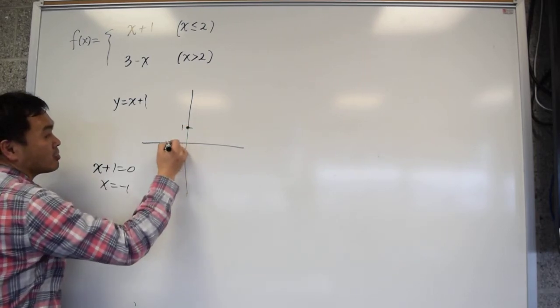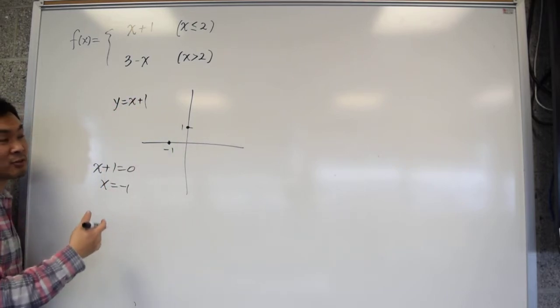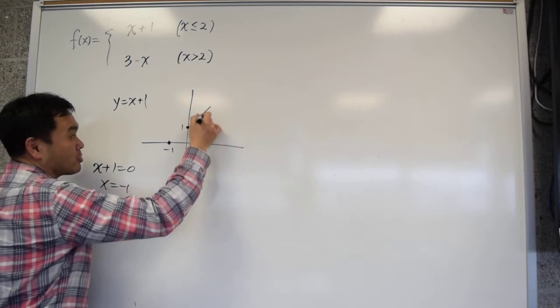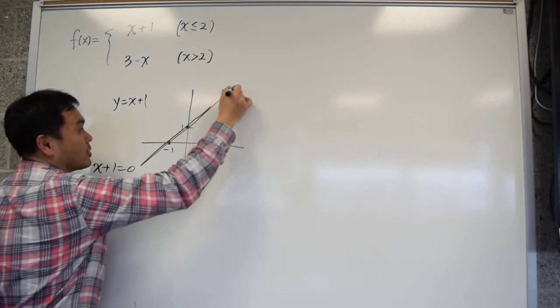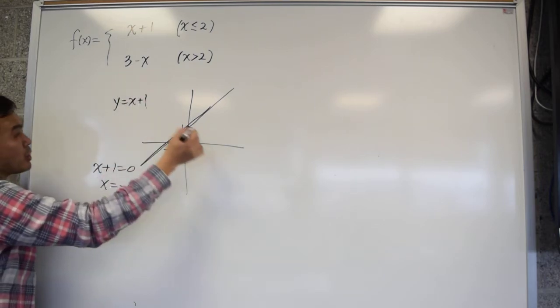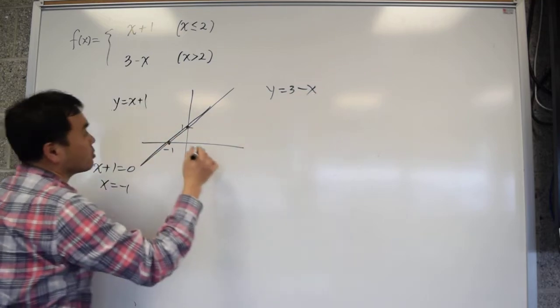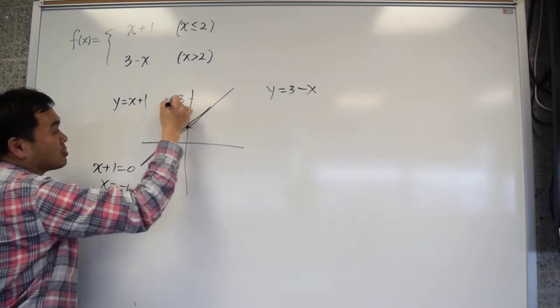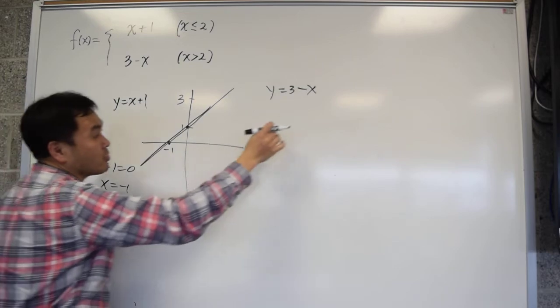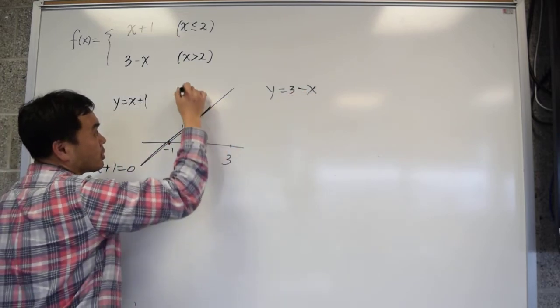If you have the y-intercept and x-intercept of a linear function, the graph is a line, therefore all you have to do is just connect them. That's the graph. How do you draw the graph of y equals 3 minus x? Well, if you plug in 0, you get 3, so I know that the y-intercept is 3. And also, if you plug in 3, you get 0, so I know that the x-intercept is 3. So the graph is like this.